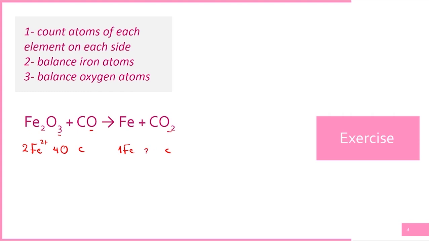The second step is to balance the element that appears once on each side. Let's balance the iron by multiplying the iron on the product side by 2. Moving to balance the oxygens, we multiply the carbon monoxide by 3 and the carbon dioxide by 3 as well. Now we have 6 oxygens on the reactant side and 6 oxygens on the product side. Notice the carbon now on both sides is balanced. On the reactant side, there are 3 carbons, and on the product side, there are 3 carbons as well.